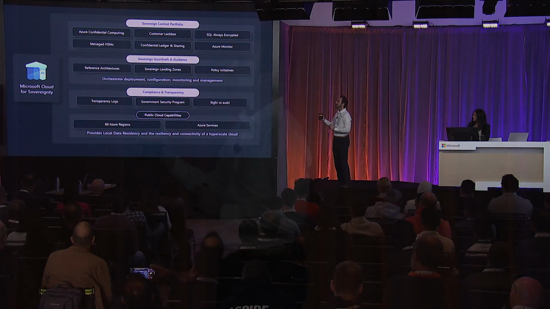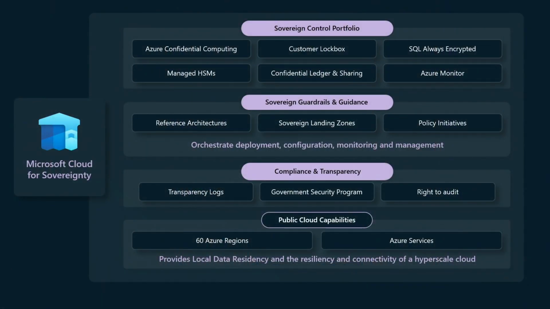So then we move up. Again, compliance and transparency. I'll talk about the transparency logs into Microsoft operator actions a little bit more. The Government Security Program for eligible governments enables them to review our source code, and we see governments around the world already in this today. They give us tons of great feedback on various things that they find along the way. And then the right to audit, bringing that to all of our customers.